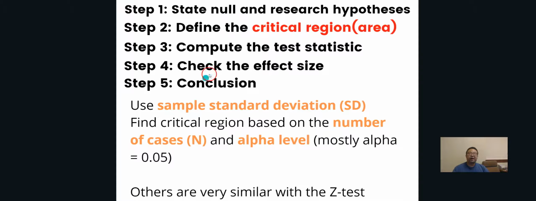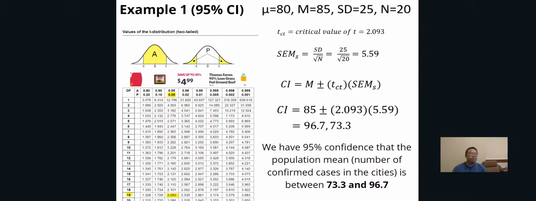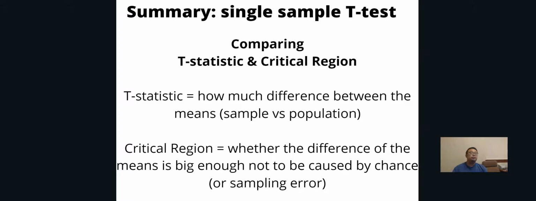Based on those 5 steps, in the previous video I showed how to check whether the population mean and sample mean are different from each other. You can review those examples later because I already uploaded this lecture slide. Anyway, in summary, single sample t-test and one sample t-test are interchangeable. We are just checking whether the sample mean is different from the population mean.